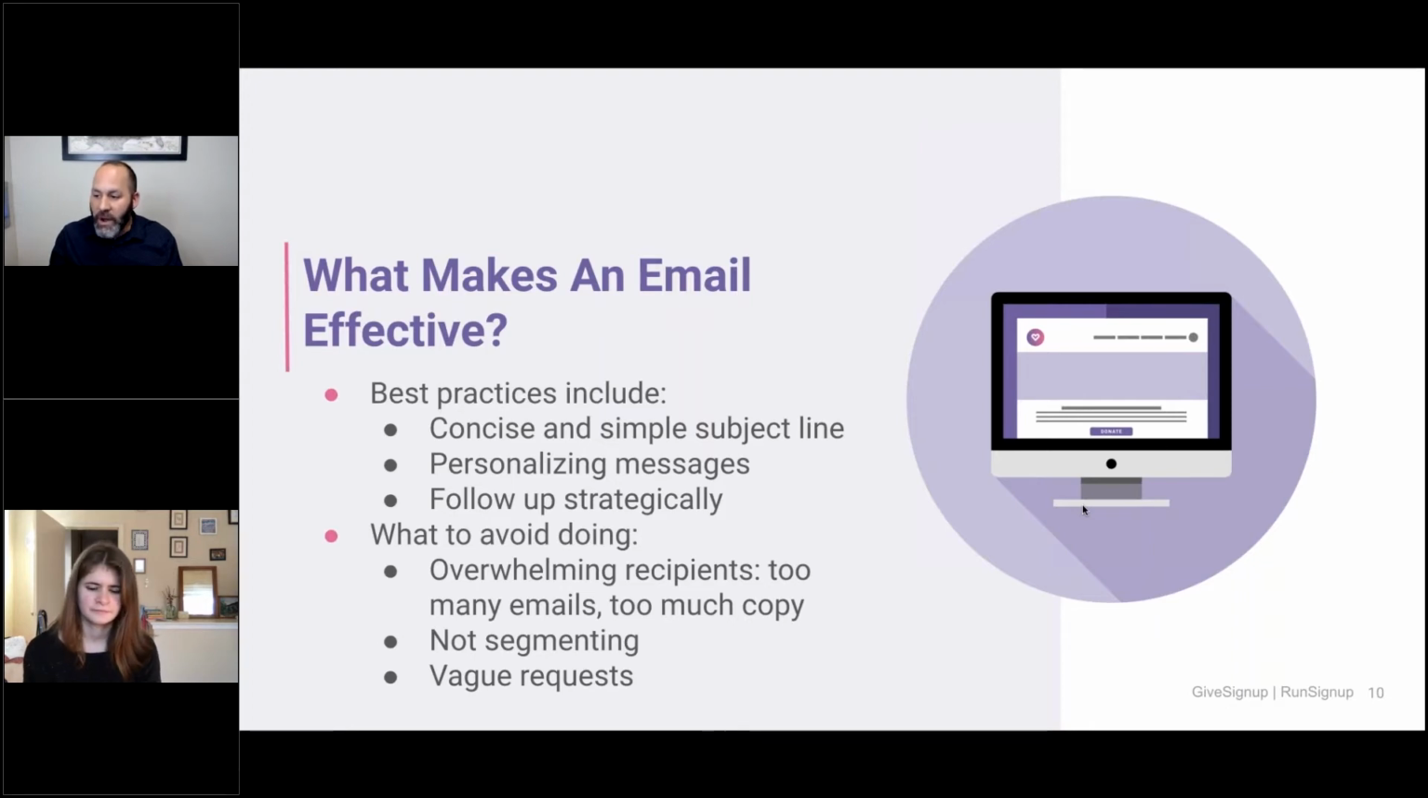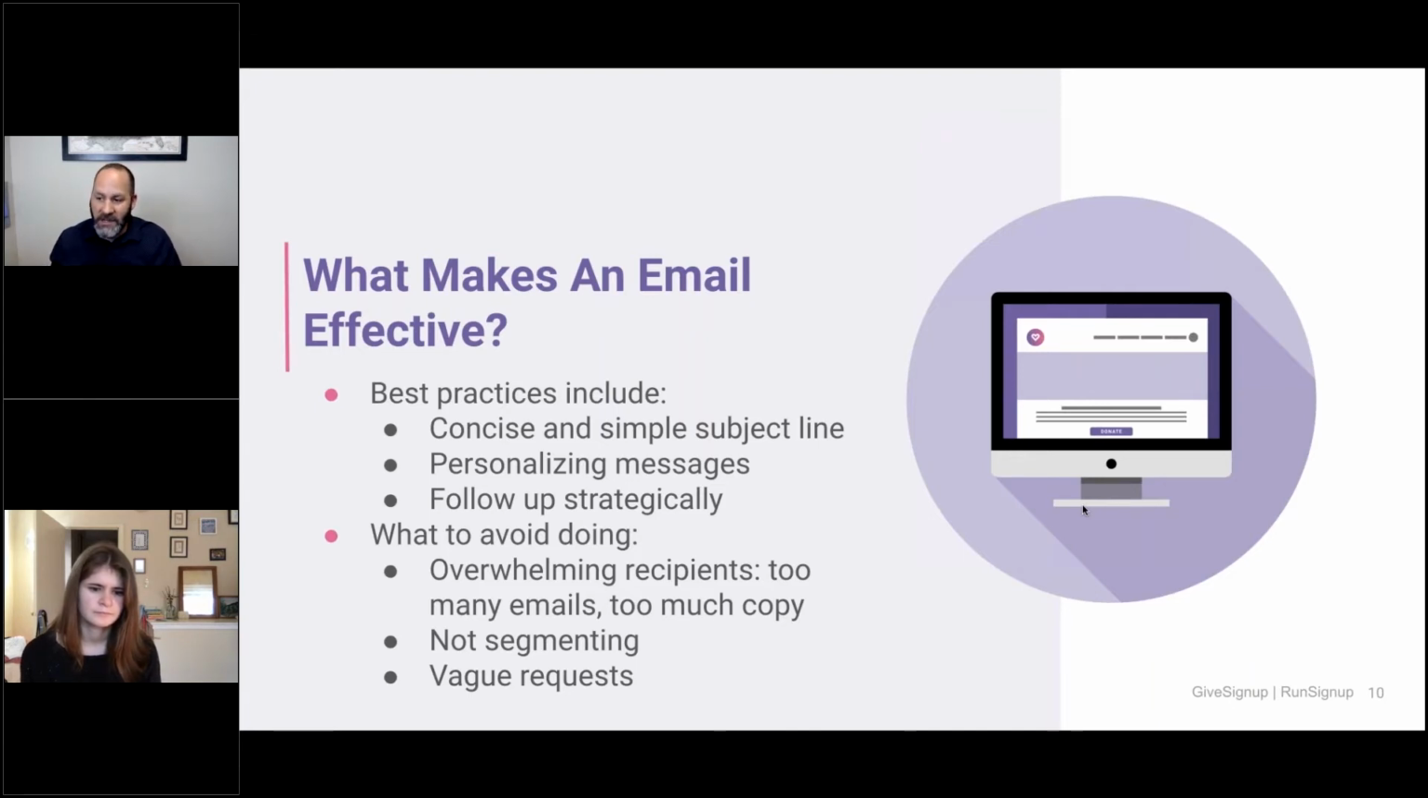Make sure you've got a fully fleshed campaign planned out. And then what to avoid doing. Again, overwhelming recipients: emails that are too frequent, too close together, or have too much copy. Not only should you keep your subject line concise and simple, but do that for your emails as well, because we know people are not going to read too much. Get the bulk of your information in that first paragraph. Make it easy to understand and measurable, so folks really connect to the communication and do what you want them to do.